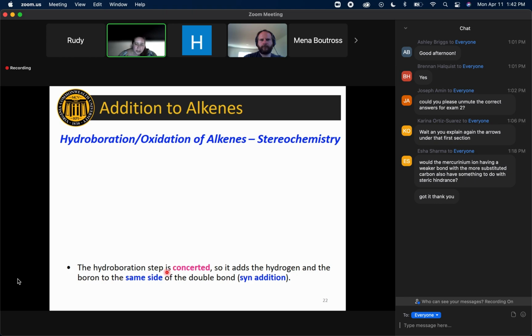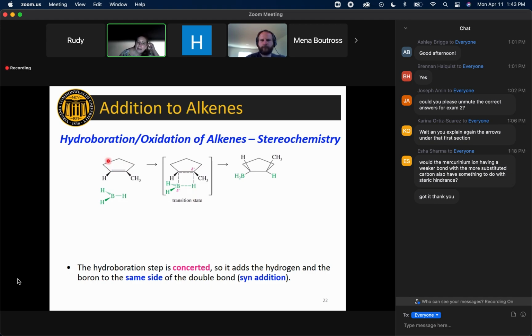At the same time, you're forming a new carbon hydrogen bond. And at the same time, you're breaking your pi bond and breaking the sigma bond between boron and hydrogen. This has stereochemical consequences in that because all of these bonds are making and breaking at the same time, we have a transition state that forces the boron carbon bond that's being made and the hydrogen carbon bond that's being made to be being made on the same side of that pi bond, right?